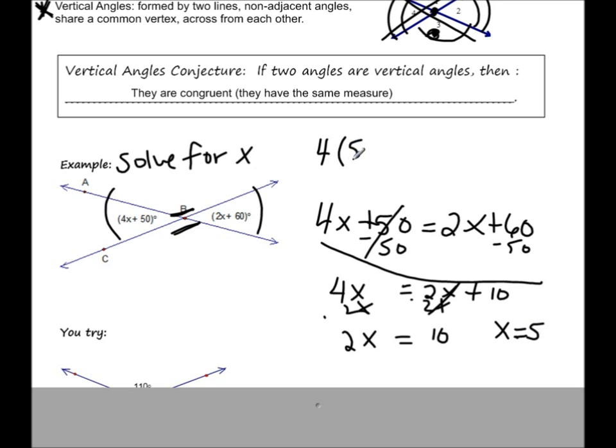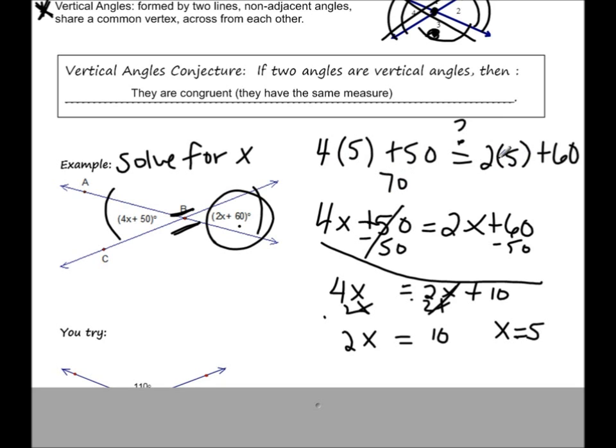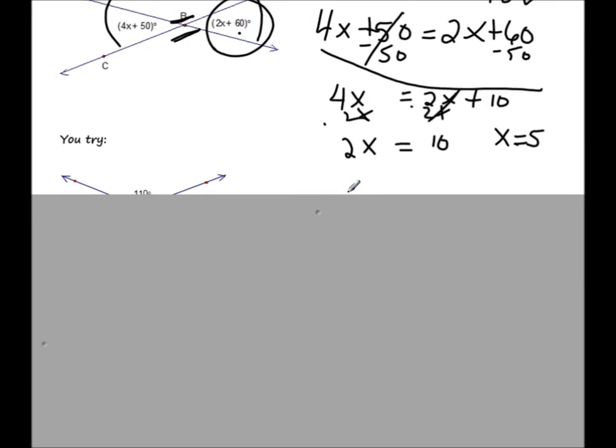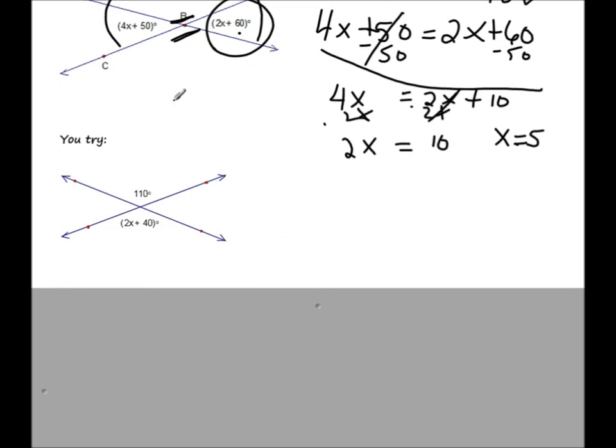Okay, I'm just going to go back and check to make sure that they're equal. I'm going to plug my x is 5 into the first angle and ask myself, does that equal 2 times 5 plus 60? 4 times 5 is 20 plus 50 is 70. So 2 times 5 is 10 plus 60 is 70. So I did that correctly. Go me, yay!